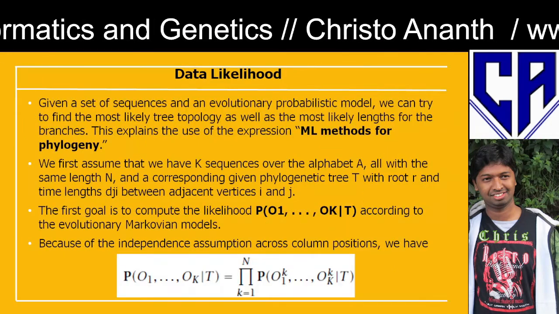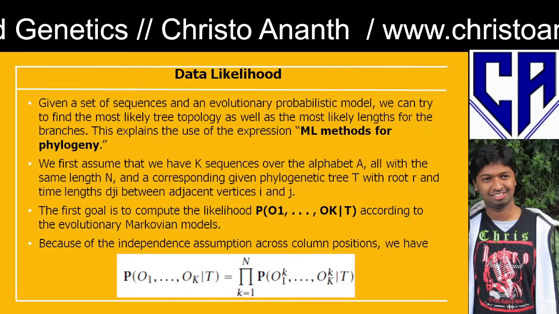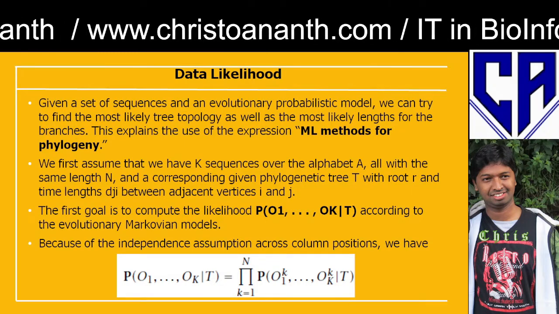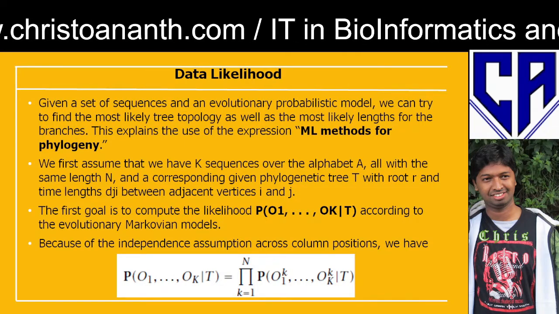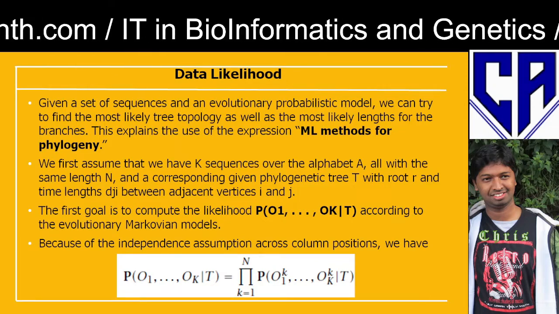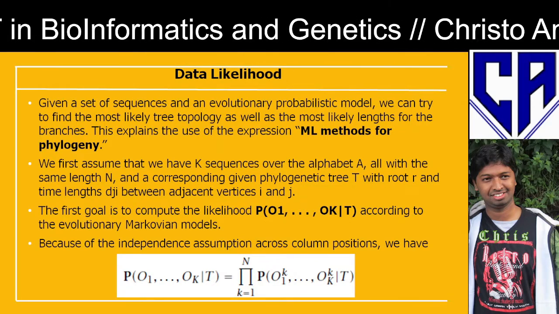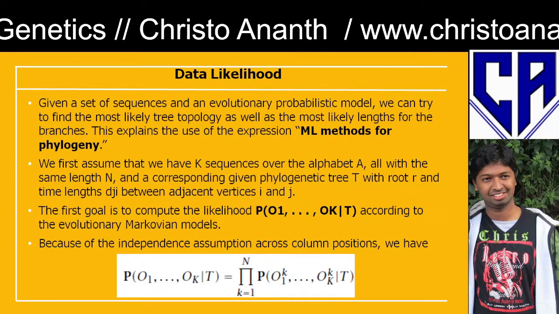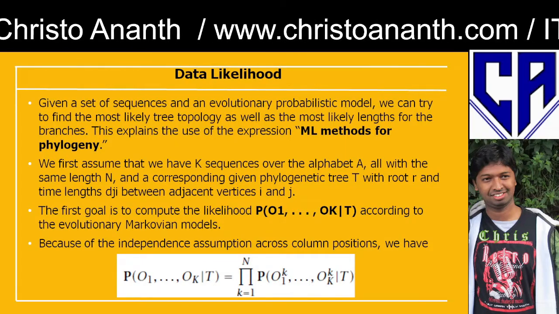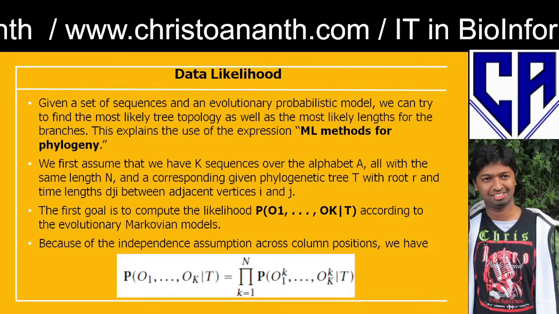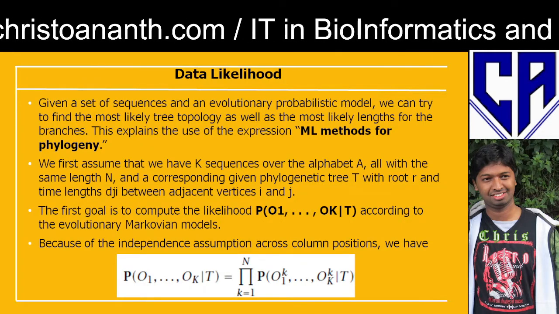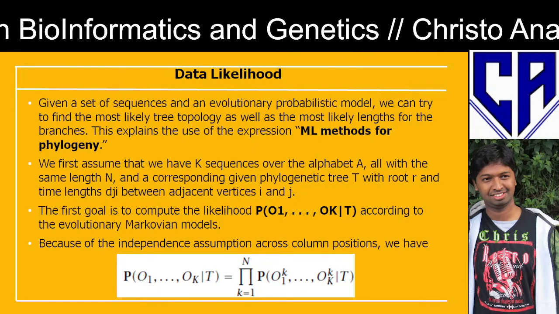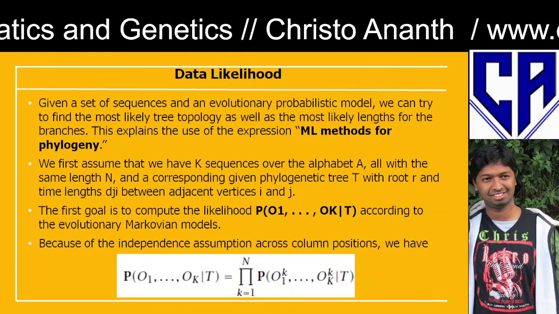Then we will have data likelihood. So in the case of machine learning, we will use these phylogenetic trees. So everything is dependent on the rate of evolution, which comes from a probabilistic model. Okay. So generally we will assume k sequences for the alphabet A. Everything will have the same length n, and we will have a tree T. So that is actually a phylogenetic tree. Generally it will have a root R, and then the time length dij between different adjacent vertices i as well as j.